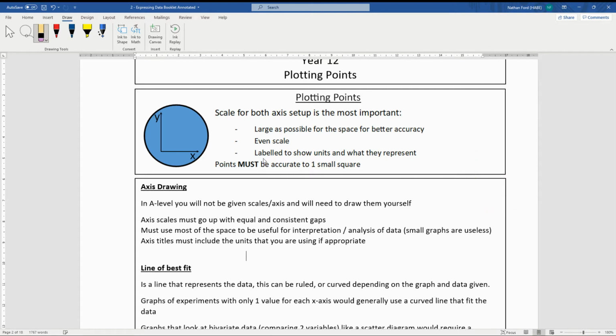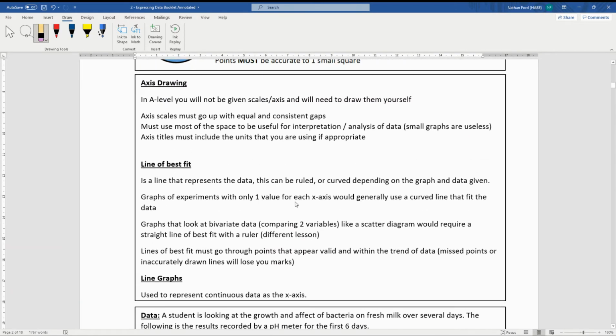Now, the next thing we'll be talking about: we're going to talk about line graphs and bar charts in this video today. But first, the line of best fit. The line of best fit can be a straight ruled line, or it can be a curve. It depends on the data you've been presented with. If you're told it's going to be a straight line of best fit, use a ruler. But generally, we're talking about a best fit. It's supposed to fit the data.